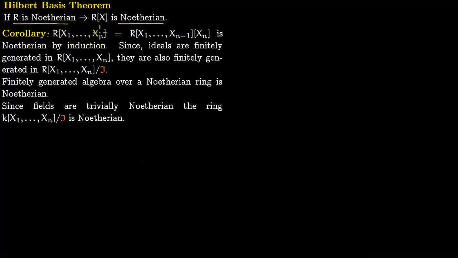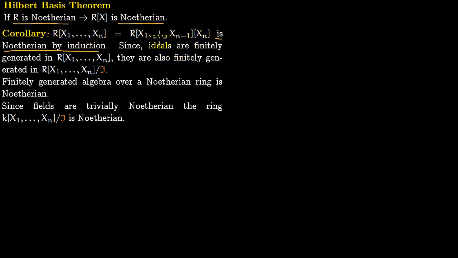R[x1, ..., xn]: you are attaching these n indeterminates to the ring R. This is the same as first attaching n minus 1 and then attaching this xn. So you can build these rings inductively. So this is also Noetherian by induction, because inductively you can keep on adding elements to build this ring. So first add x1, then add x2, and so on.